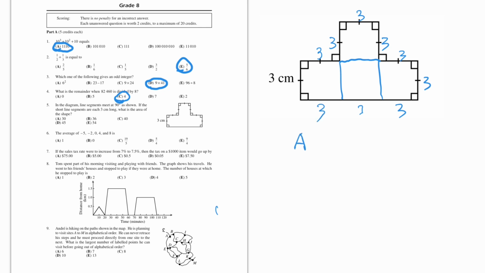The area of a square equals the side length squared. Side length is 3. 3 squared is 9. The total has 4 squares. So that's 4 times 9 equals 36. Therefore, the answer is B.